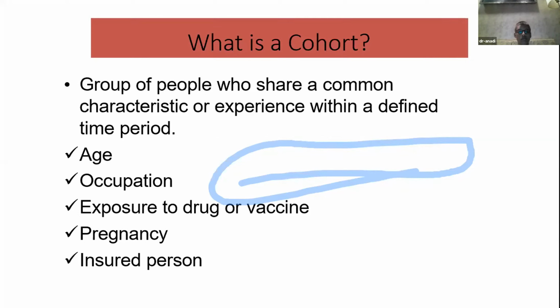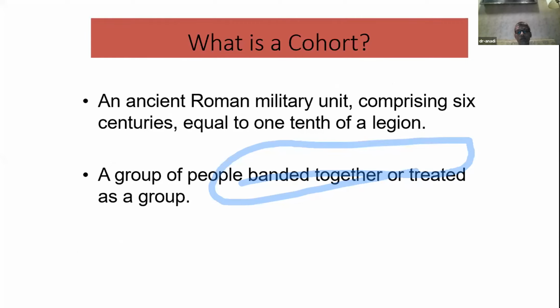Occupation cohort: all doctors of the Department of Pathology is an occupation cohort. Exposure to drugs or vaccine: all the volunteers taking the Covishield vaccine, say a vaccine cohort. All the pregnant women in the Department of Gynecology is a pregnancy cohort. All the insured persons are an insured cohort. So what is a cohort? The word cohort comes from the ancient Roman military unit comprising 6 centuries, equal to 1/10 of a legion. A group of people banded together or treated as a group is called a cohort.